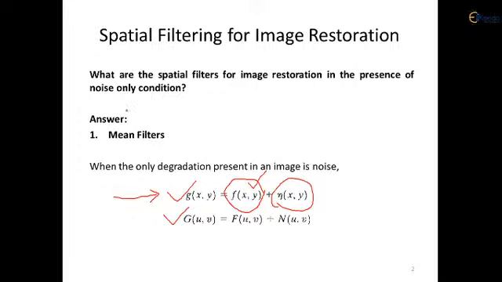As we are talking about the noise only condition, there is the presence of noise only, not the other types of degradation, no motion blur or any other kind of blurring. This is the same condition, but represented first in the spatial domain and then in the frequency domain. Whenever we are learning spatial domain filtering, we have to refer to the first equation instead of the second equation for this particular topic.